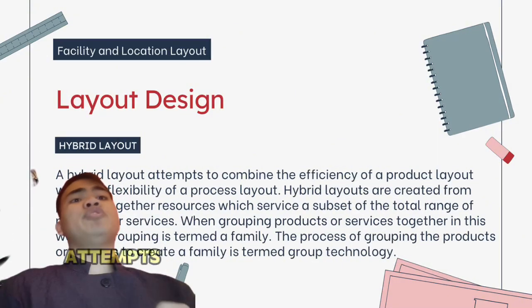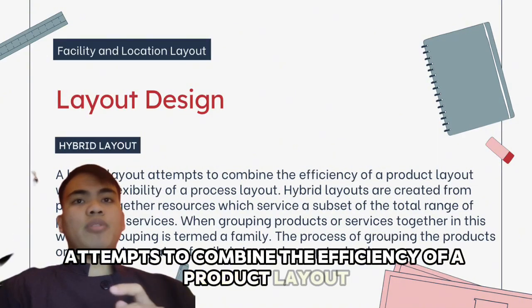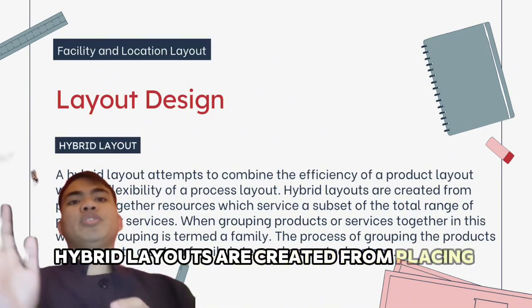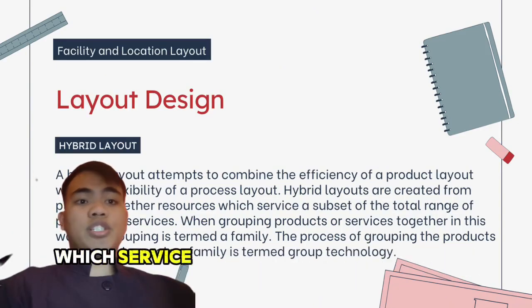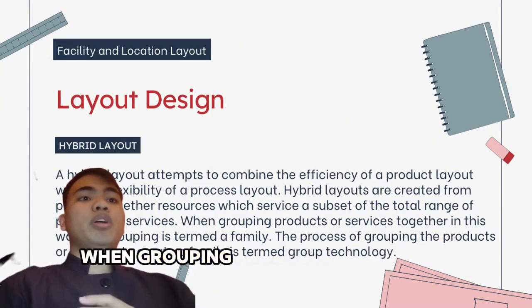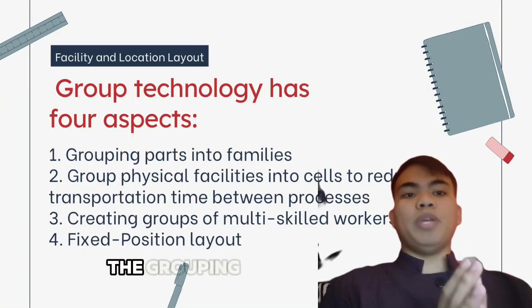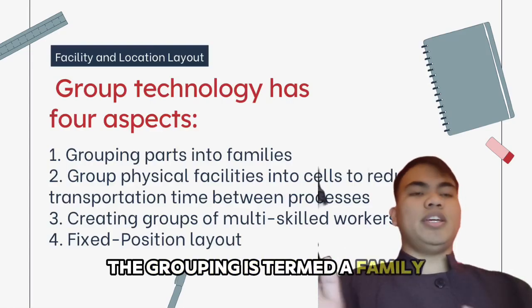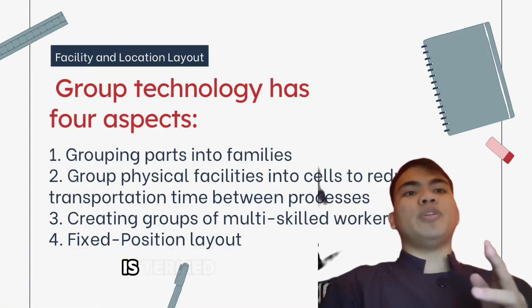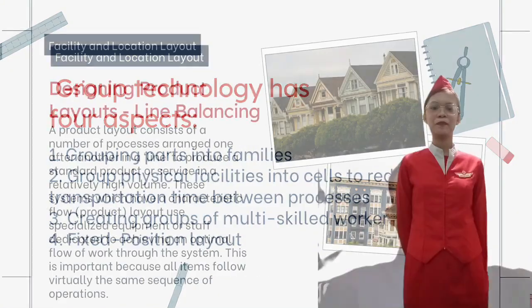A hybrid layout attempts to combine the efficiency of a product layout with the flexibility of the process layout. Hybrid layouts are created by placing together resources which serve a subset of the total range of products or services. When grouping products or services together in this way, the grouping is termed a family. The process of grouping the products or services to create a family is termed group technology.